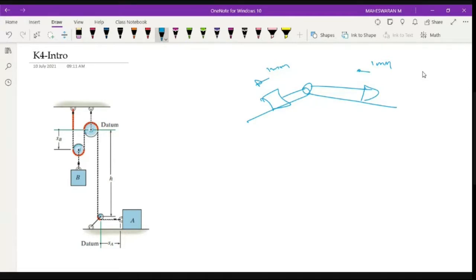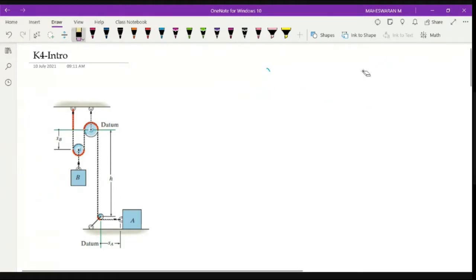But if you have a complicated one like this, with some complications, how do you identify the movement of your blocks? For that only, I have taken this. So what you have to do first is create a datum plane.